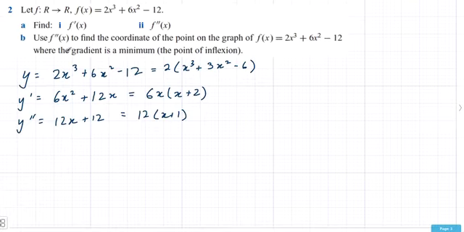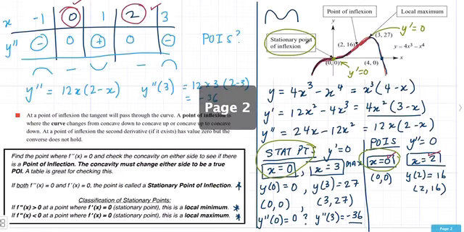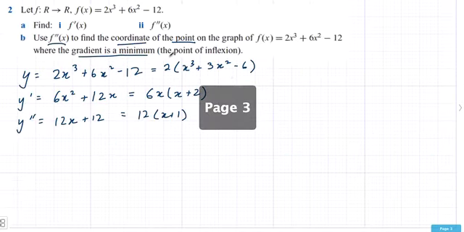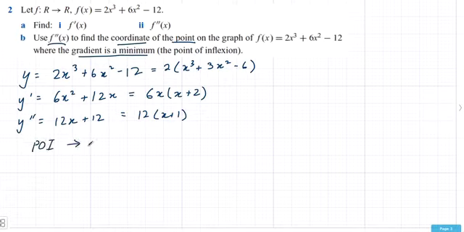Okay, it says use the second derivative to find the coordinate of the point on the graph where the gradient is a minimum. Now the gradient being a minimum is the point of inflection, because if we go back to here, that's where you've got gradient steep, steep, steep, steep, change in concavity, and then going back again. So that's where our gradient's a minimum. To find your point of inflection, you need to let your second derivative equal 0. That happens at x equals -1.